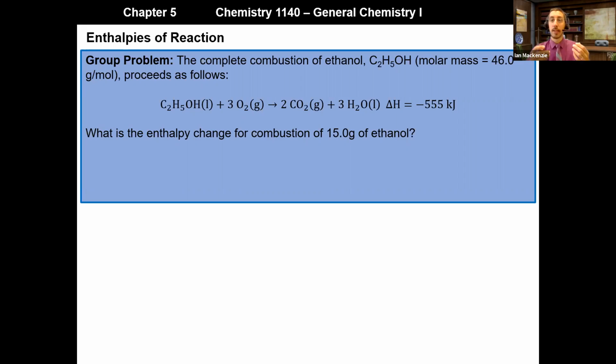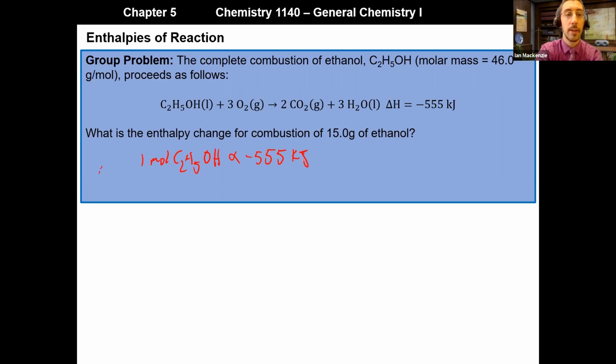Well, what I need to do is relate moles of ethanol to my enthalpy. And I can do that using just this balanced chemical equation. So if I write here 1 mole of C2H5OH is proportional to negative 555 kilojoules. So if that's my proportionality, I can use that as a conversion factor. What I need simply is to find the number of moles of ethanol and then use this conversion factor to find the number of kilojoules that would result from that number of moles.